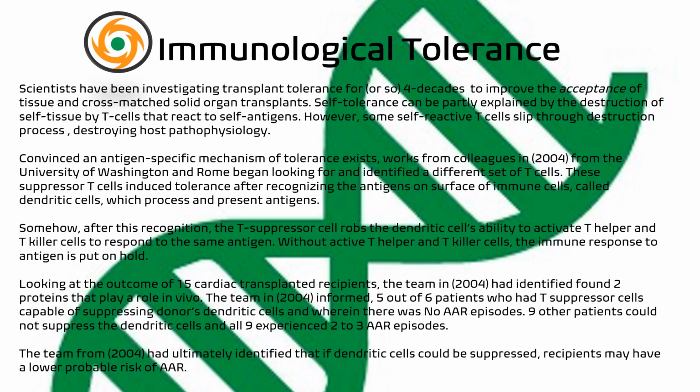These suppressor T cells induced tolerance after recognizing antigens on the surface of immune cells called dendritic cells, which process and present antigens. Somehow, after this recognition, the T suppressor cell robs the dendritic cell's ability to activate T helper and T killer cells to respond to the same antigen. And so without active T helper and T killer cells, the immune response to the antigen is put on hold.